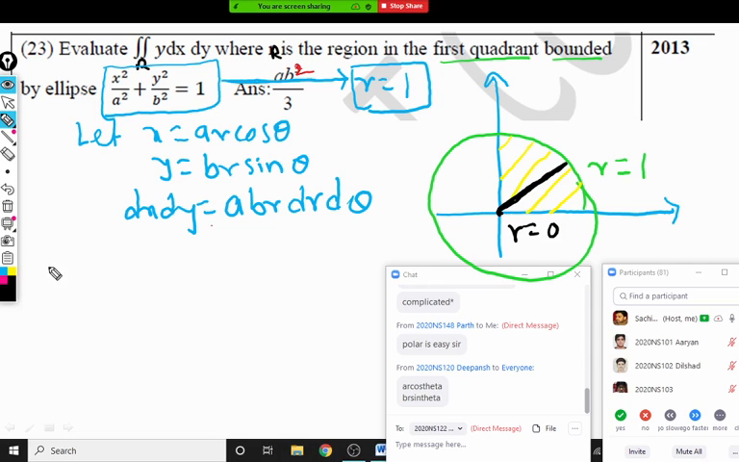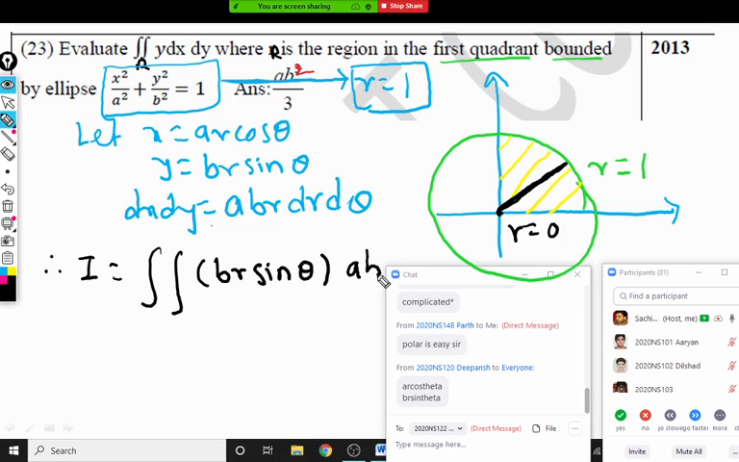So this double integral in polar form with that special transformation will become: the value of y is b r sin theta, dx dy is a b r dr d theta, and the limits of r are 0 to 1 and the limits of theta are 0 to pi by 2. That's one. Now only the integration is left.